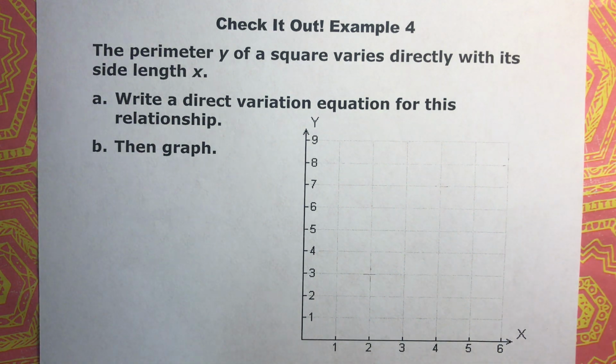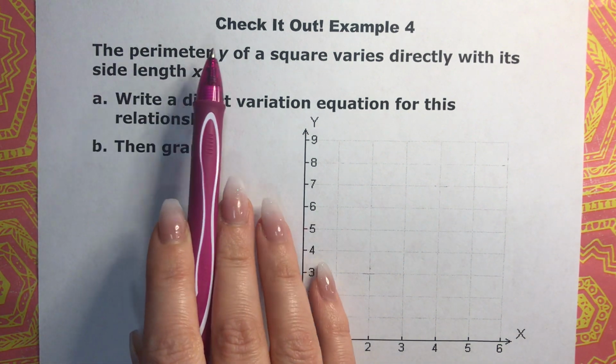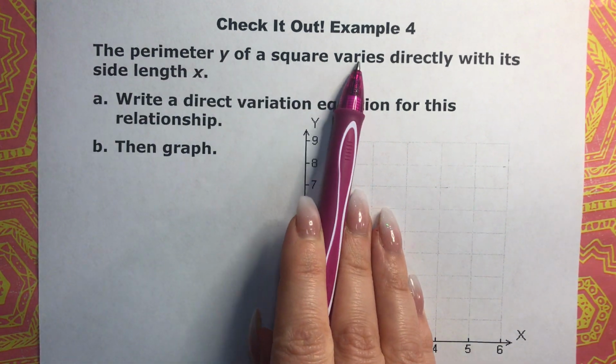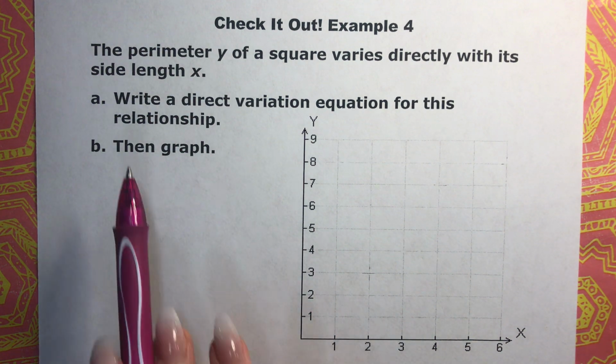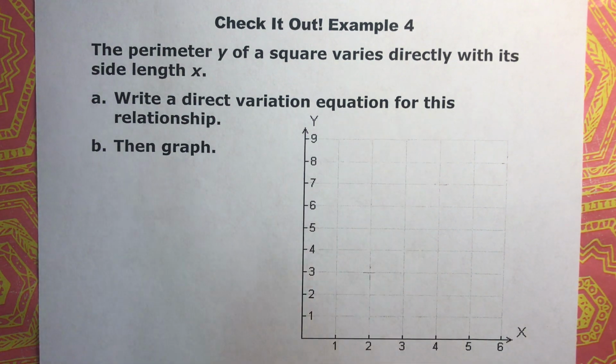Okay, let's see how you did. So this says the perimeter y of a square varies directly with its side length. Okay, so the first thing we have to do is write a direct variation equation for this relationship and then graph it. Did you see something?